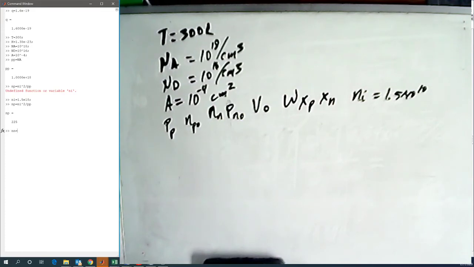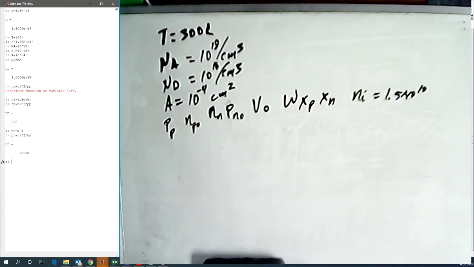N sub N is equal to our ND. And P sub N is equal to mass action law, Ni to the second divided by NN. And that's 22,500, which is the same result that we'd expect for this. And those are so small, we never use those values. So that's the PN0 and NP0 that they're talking about in the book.